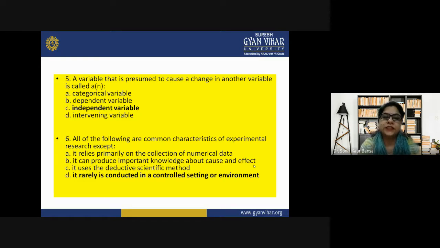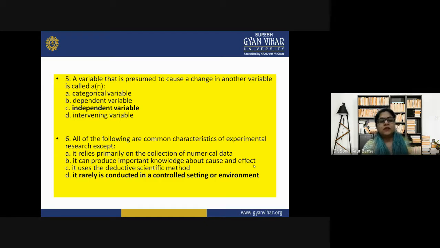Now, fifth question is related to a variable that is presumed to cause a change in another variable. Is called independent variable. I was just telling you about it. So, the answers are categorical variable, dependent variable, independent variable, and intervening variable. So, we are talking about a variable that is responsible, or we are presuming that it will cause a change in another variable. So this is certainly independent variable because it is not affected by another variable, but it is affecting another variable by itself.